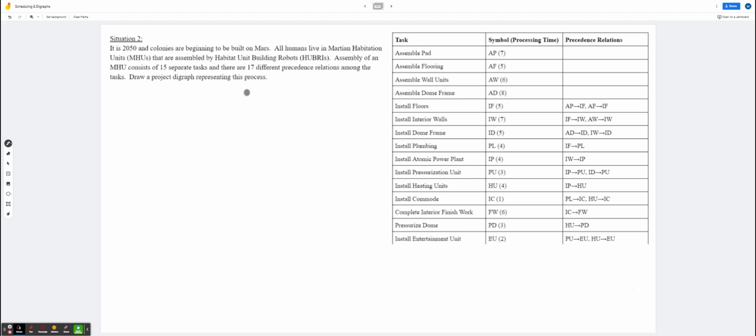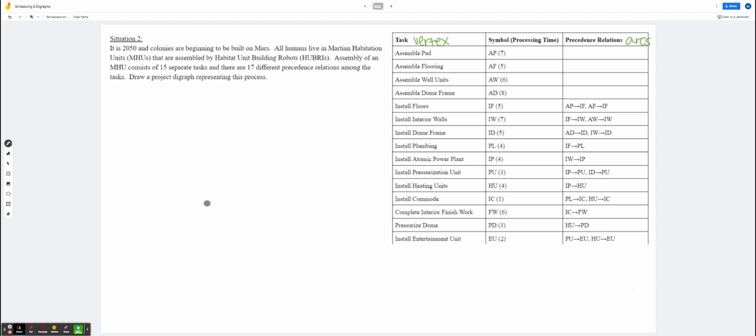So here we have a chart that lists out all of our tasks that have to happen to build these MHUs. We have an abbreviation for each of them, and then an estimate of the processing time. And then we have our precedence relations. When we draw our digraph, all of the tasks are going to be vertices, and all of our precedence relations are going to represent arcs.